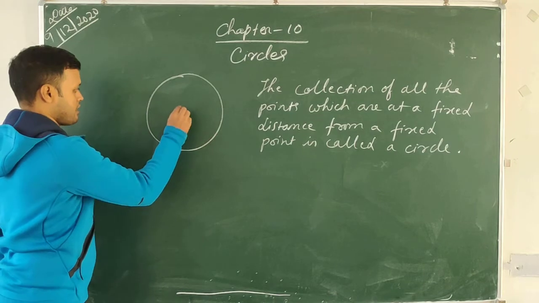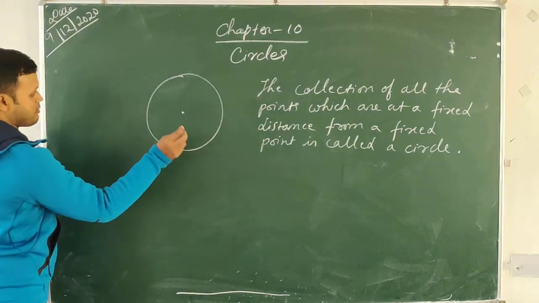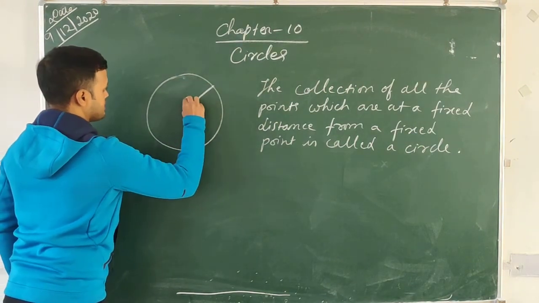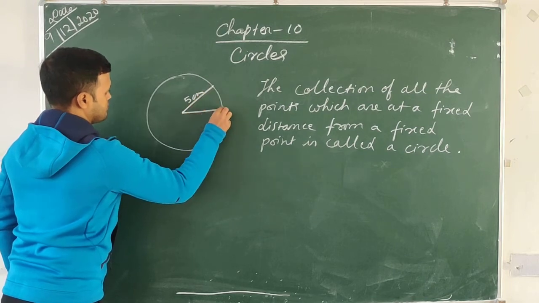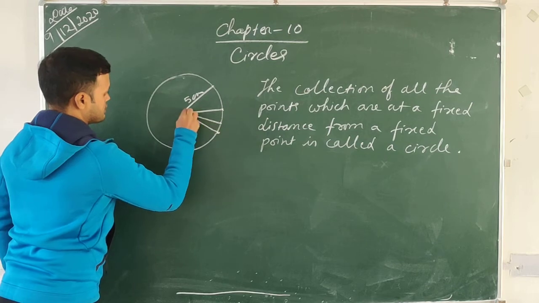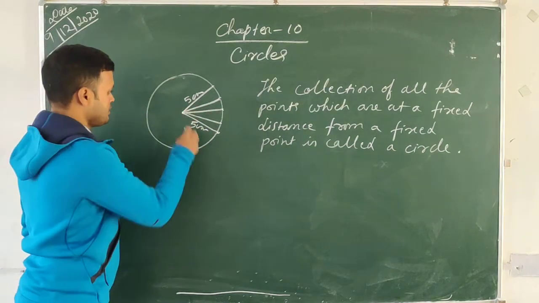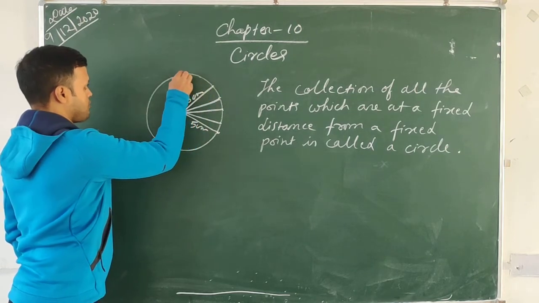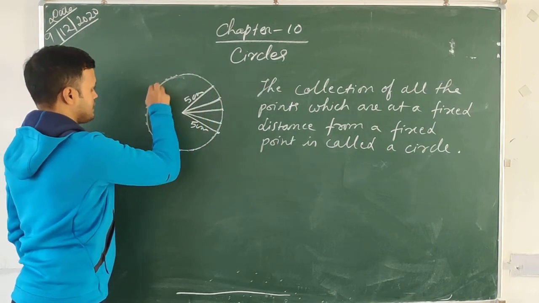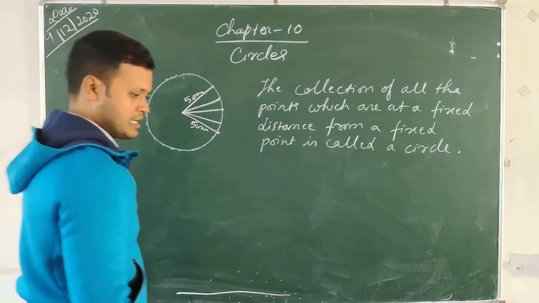That means this is a fixed point. Friends, this is a fixed point. From this fixed point, the collection of all the points, you see, this is one point, suppose this is 5 cm away. This is one more point which is 5 cm away. This is one more point. Like this, infinite points are there. Just as an example, if all this collection of points are 5 cm away from this fixed point, then all this collection of points forms a circle, isn't it? So this is a circle.